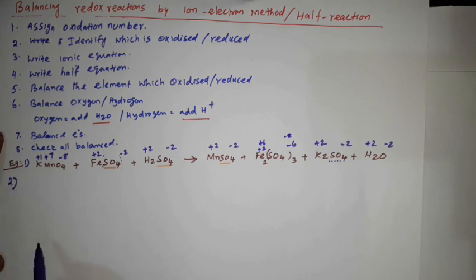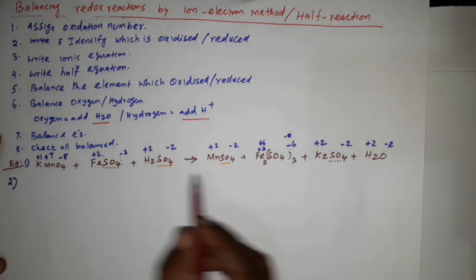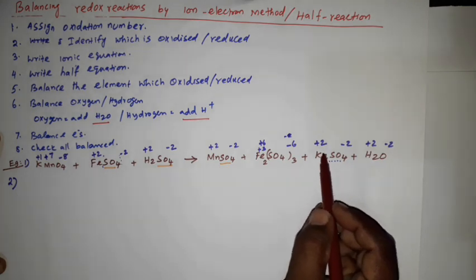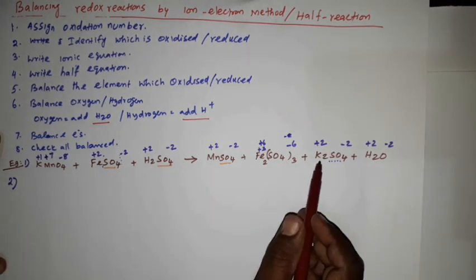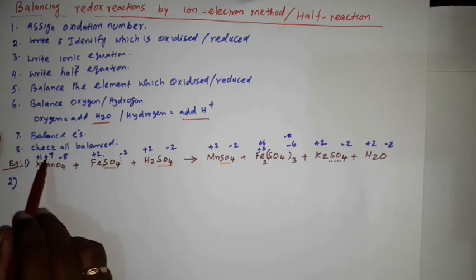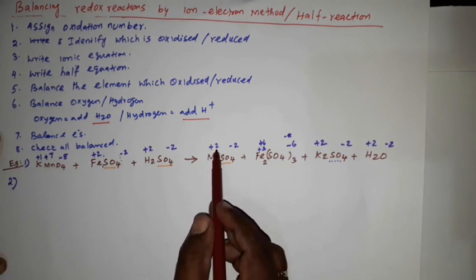Step 2, identify which is oxidized and reduced. For 1 potassium atom it is plus 1, and on this side there are also 2 potassium atoms, so there is no change here; you can leave it. Then check manganese, Mn: the oxidation number is plus 7 here. Then check the product side, where manganese is plus 2.